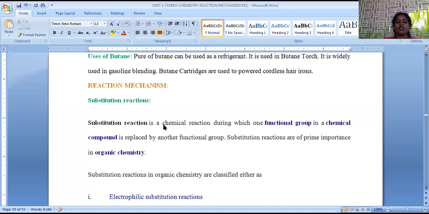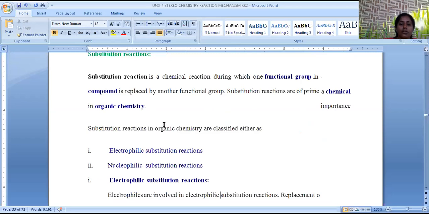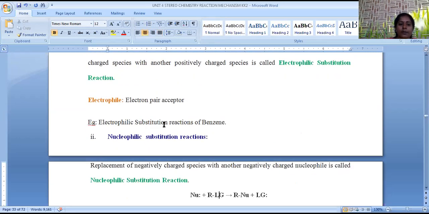In the case of substitution reactions, the replacement of one functional group with another functional group is called a substitution reaction. If one electrophile is replaced with another electrophile, it is called electrophilic substitution. If a negatively charged nucleophile is replaced with another nucleophile, it is called a nucleophilic substitution. If one free radical is substituted by another, it is called a free radical substitution reaction. Now we are going to discuss nucleophilic substitution reactions.